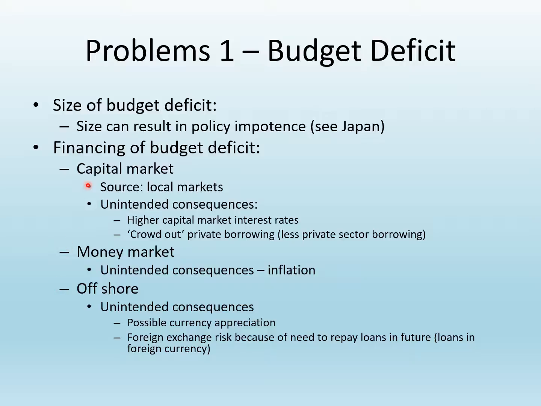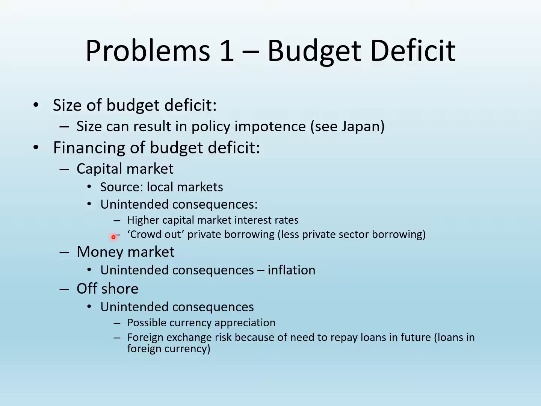So if you borrow from the capital market, obviously you're borrowing from local markets. But the unintended consequence is that it could result in higher interest rates in the capital market. Government is borrowing more in the capital market. It means that demand for funds is higher, and if there's a higher demand for funds, the price of those funds can go up, meaning higher capital market interest rates. That has the potential to do what is called, in economics, crowding out private investment.